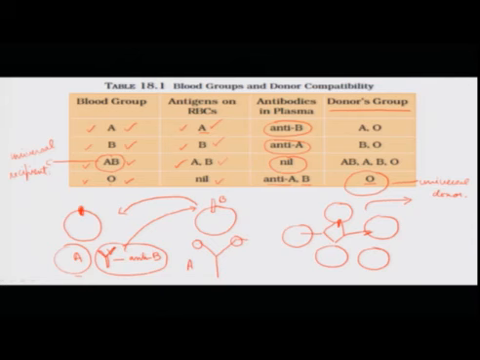O, on the other hand, although it can donate blood to everyone, it cannot receive blood from anybody except an O blood group. Otherwise, there will be the clumping of the RBCs. So, now I hope you have understood why it is very important to match the blood group before you undergo a blood transfusion. So, this was the ABO blood grouping system that I talked about.